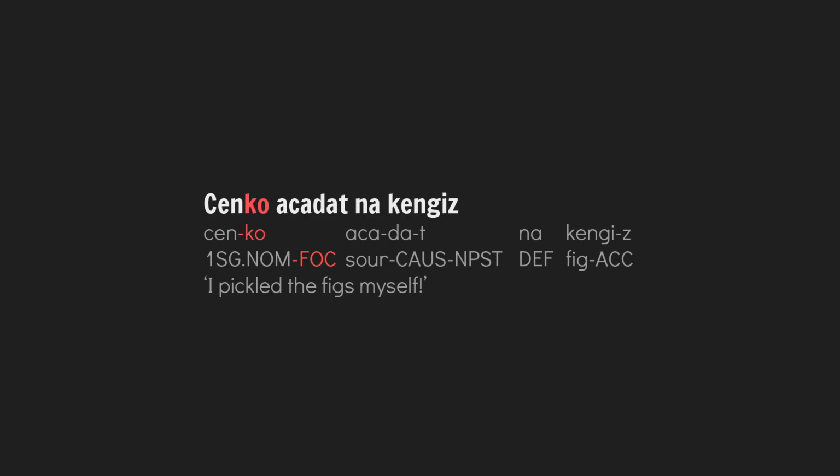So in Kamya, ko is a so-called focus suffix. So if you wanted to say something like, I pickled the figs myself, you'd say this. So that's one of the roles this suffix plays. It also marks intensifiers. If you wanted to say, they all hate you, emphasis on you, you'd say something like this.